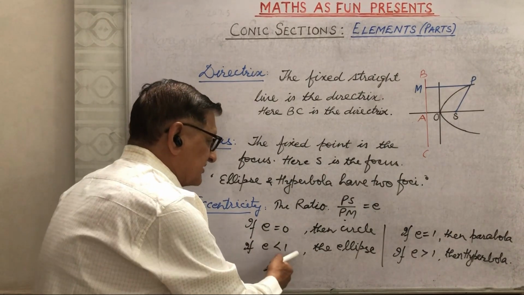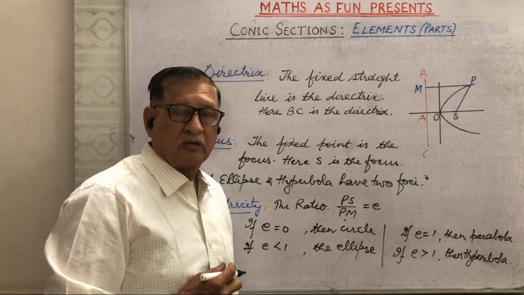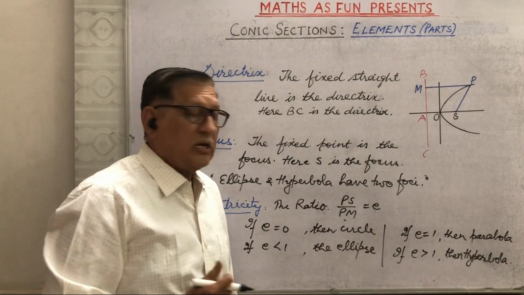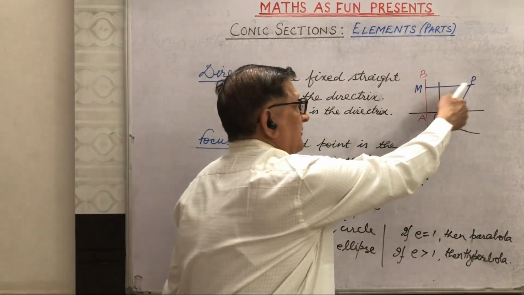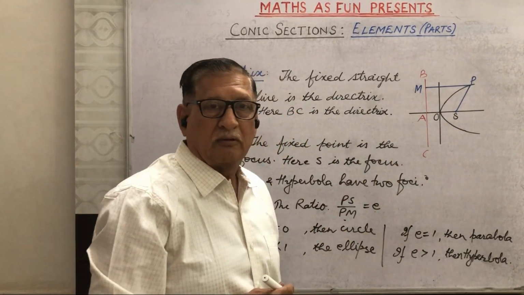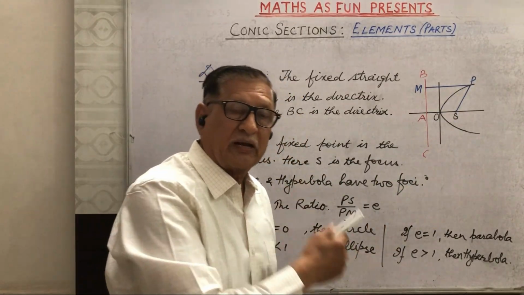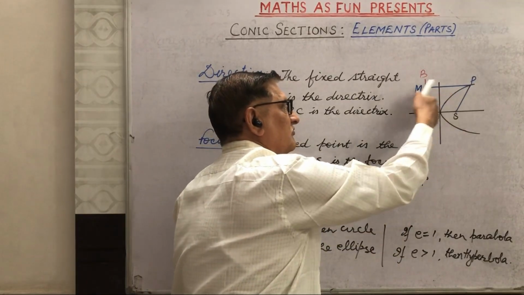If E is less than 1, then the conic section is an ellipse. It means for an ellipse E is always less than 1. If E is equal to 1, it means PM and PS are equal. Then the conic section is a parabola. It means for a parabola, E is always 1. It means these two distances are always equal.